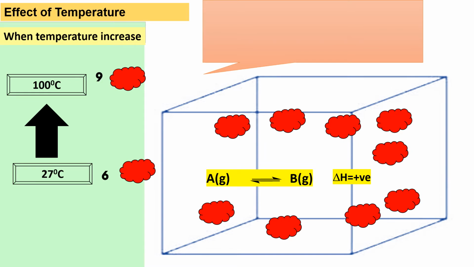How about when the temperature increases? So this is called a disturbance. Temperature increases from 27 to 100 degrees Celsius. You can see more heat in the equilibrium system. So 1, 2, 3, 4, 5, 6, 7, 8, 9. So more heat now, because the temperature increased. So how do we decrease the temperature, right? How do we decrease the temperature?